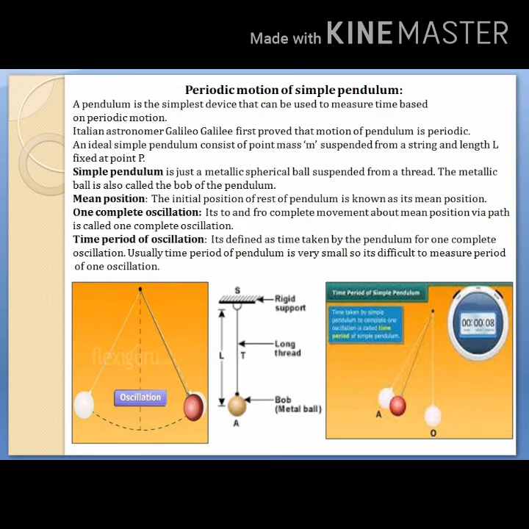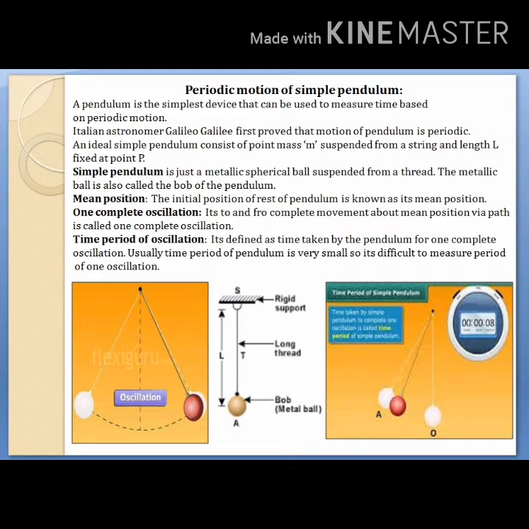Motion of a simple pendulum. A pendulum is the simplest device that can be used to measure time based on periodic motion. The Italian astronomer Galileo first proved that the motion of a pendulum is periodic. An ideal pendulum consists of a point mass m suspended from a string of length L fixed at point P. Students, a simple pendulum is just easy. A string is attached to a support, a rigid frame, and the bob is attached at the end of the string. So this is what a simple pendulum is.